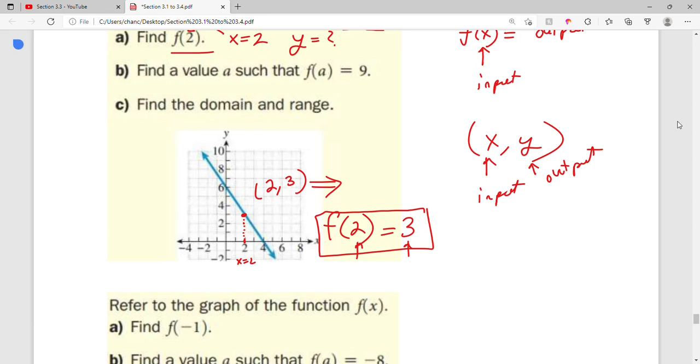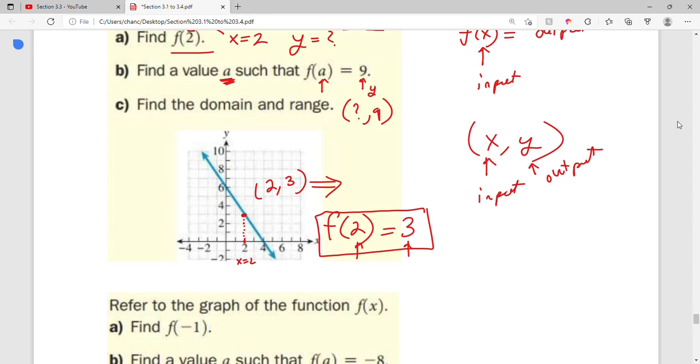Let's try it again for part B. Part B is asking us to find a value of the letter A such that f of A gives us 9. So A is unknown. We don't know what that is. But 9, that's the y. So we are looking for the point something, 9 on the graph. So look at the graph. Where is the y coordinate 9? We're looking for that x coordinate that's missing.